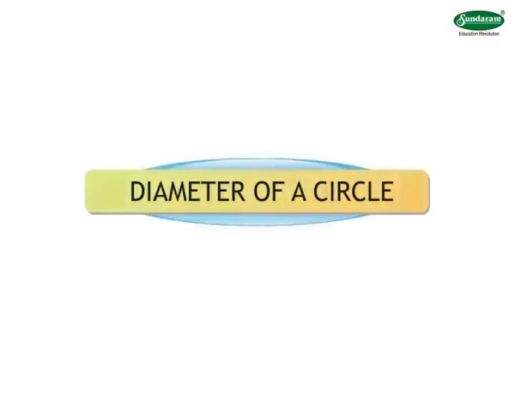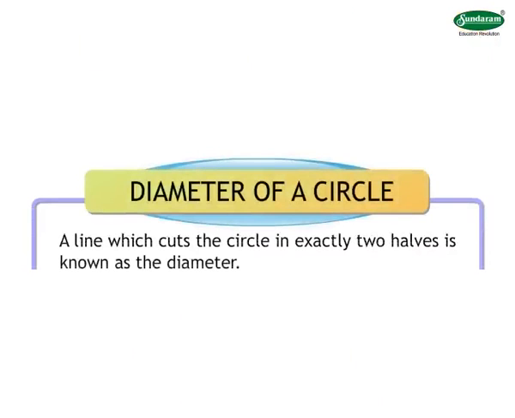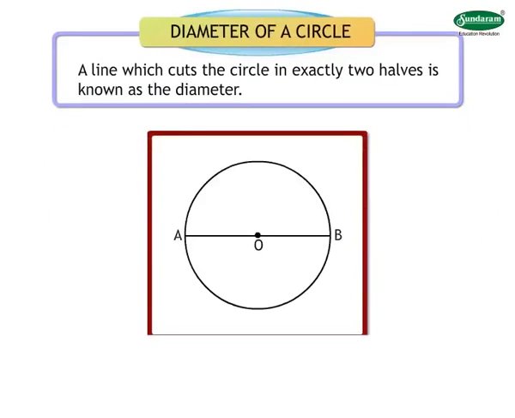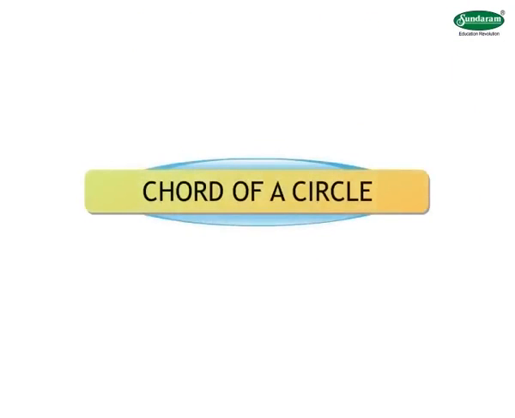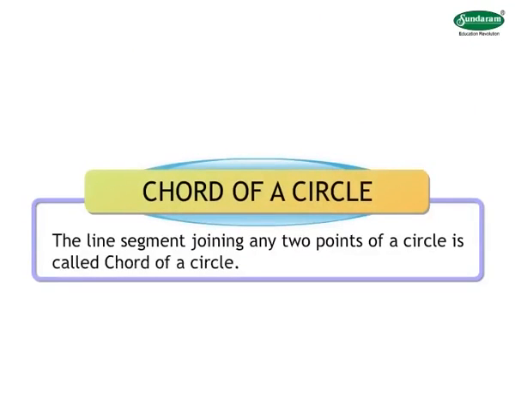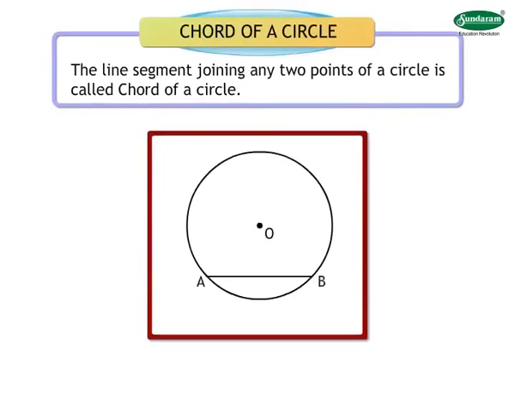What do you mean by the diameter of a circle? A line which cuts the circle in exactly two halves is known as the diameter. In this figure, as AB cuts the circle in exactly two halves, we can say that it is the diameter of the circle. What do you mean by a chord of a circle? The line segment joining any 2 points of a circle is called chord of a circle. In this figure, AB is a chord of a circle.